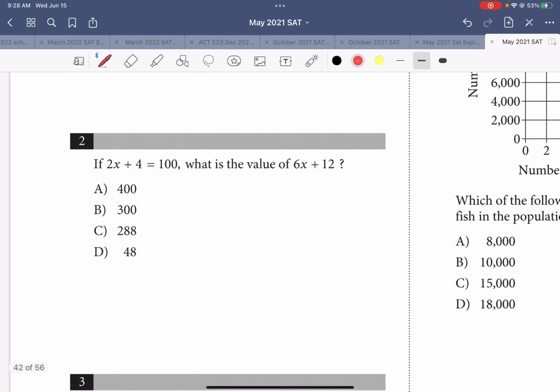Number 2, 2x plus 4 equals 100, and then what is the value of 6x plus 12? One way you can do it quickly: from the given 2x plus 4 equals 100, I try to make it look like that. So multiply both sides by 3, right? That will give you 6x plus 12 equals 300, answer B.